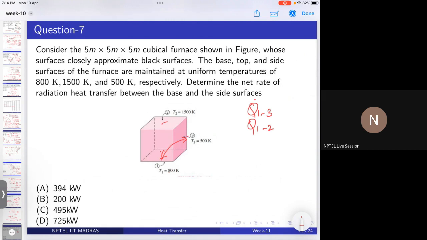So how to find out? If you go in the right direction and it is positive, which means surface one is emitting heat. No, sir, but it is a cubicle, so there will be symmetry and it will always be from the top. Okay, that's fine. I am asking from 1 to 3, the net rate of heat transfer between base and side surfaces.